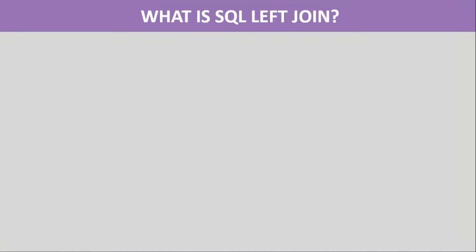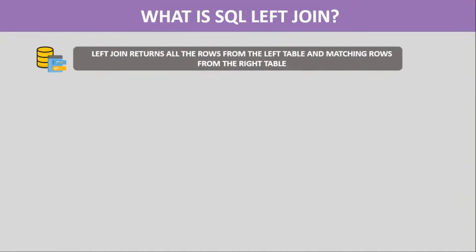SQL left join by SimpliCode. Let's have a quick recap on what is SQL left join. So SQL left outer join, also known as left join, results in a table containing all the rows from the table on the left side of the join, that is the first table, and only the rows that satisfy the join condition from the table on the right side of the join, that is the second table.